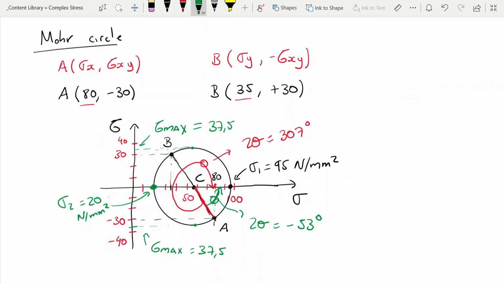So this is it. This is how you draw a Mohr circle. This is how you get the principal stresses, the maximum shear forces, and the angle of rotation to get those principal stresses.